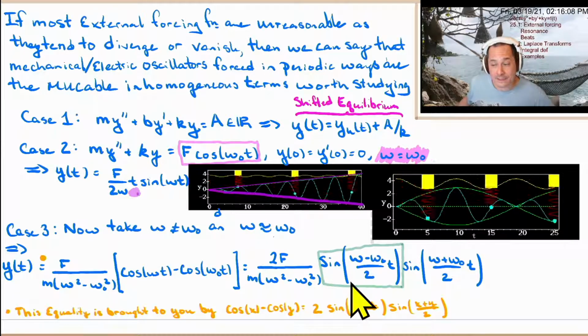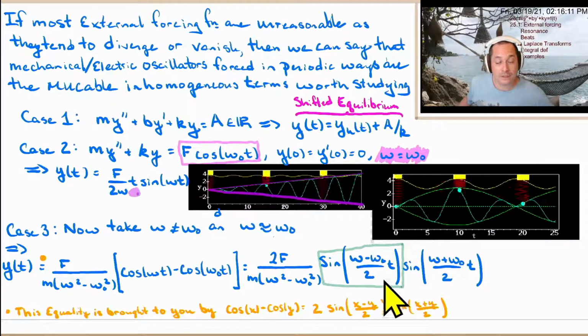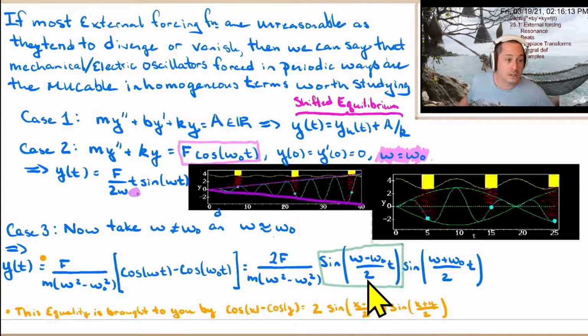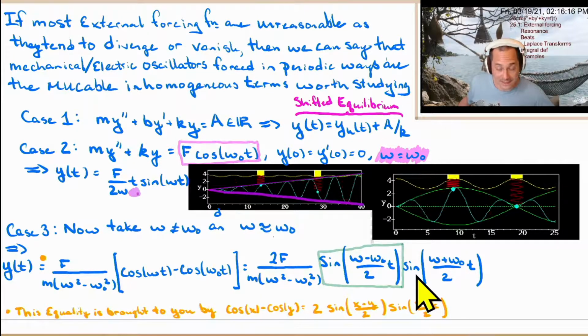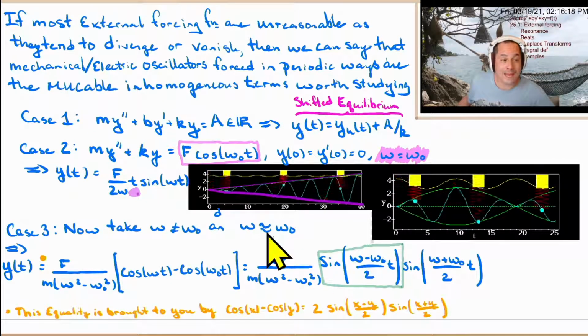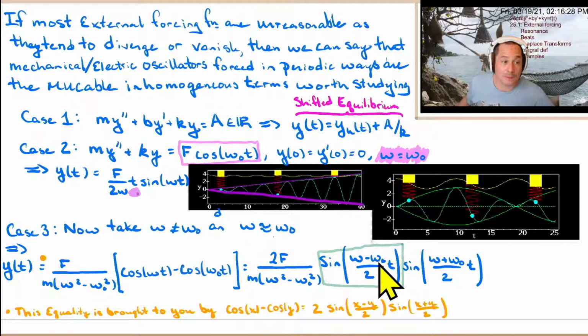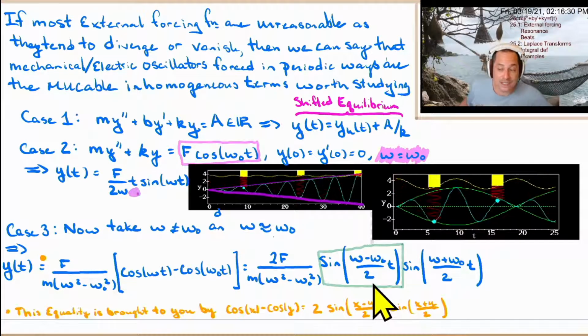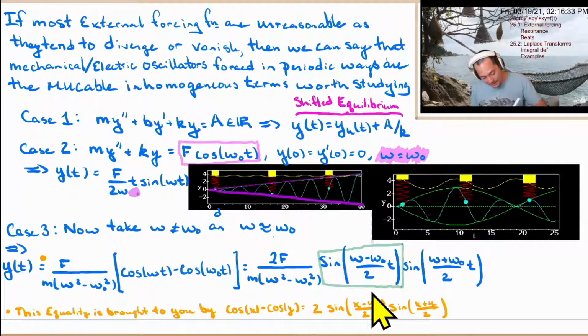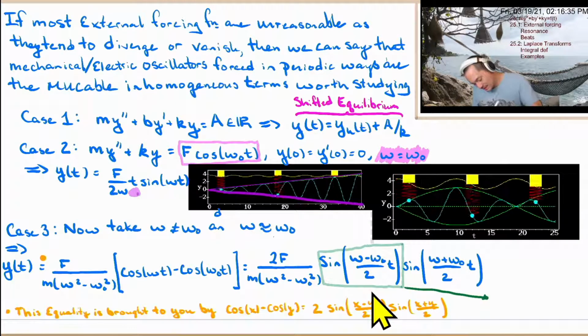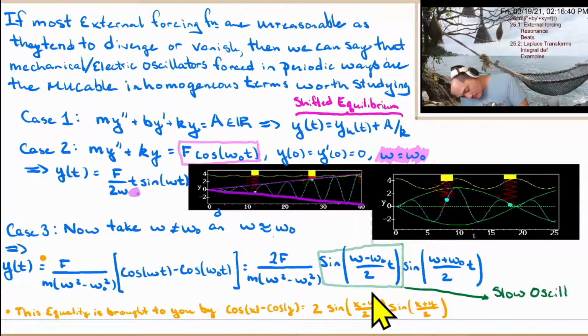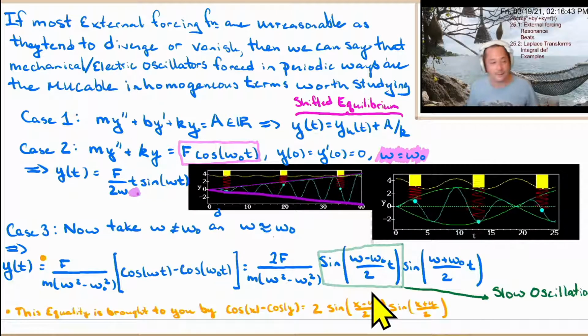I'm looking at the green box. Well, the green box multiplies the sine function. So the green box changes the amplitude of this sine function. If omega is close to omega naught, let's say omega is 1 and omega naught is like 0.99, then 1 minus 0.99 is going to be pretty close to 0. So the indicative quality of this green box right here is that this is an oscillation which is slow in time.